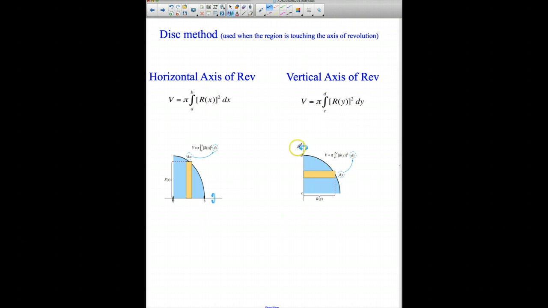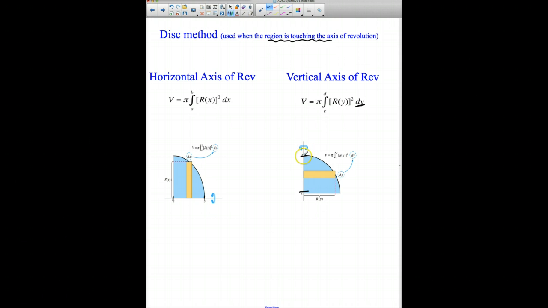If we have a vertical axis of revolution, then we're going to integrate with respect to y, and our rectangles are going to go right to left, so we're going to do right minus left. So the radius of the cylinder is the right function minus the left function, squared, from c to d, from y value to y value. Again, pi is outside. Remember to use this disc method when the region that we're rotating is touching, like laying on the axis of revolution.